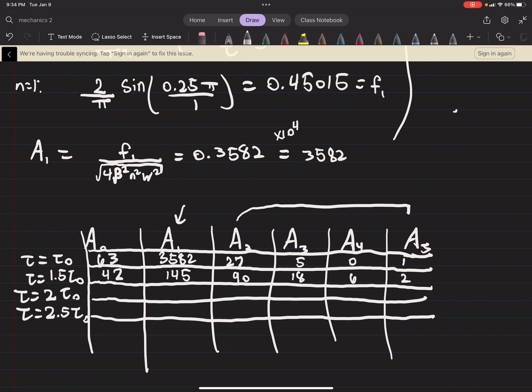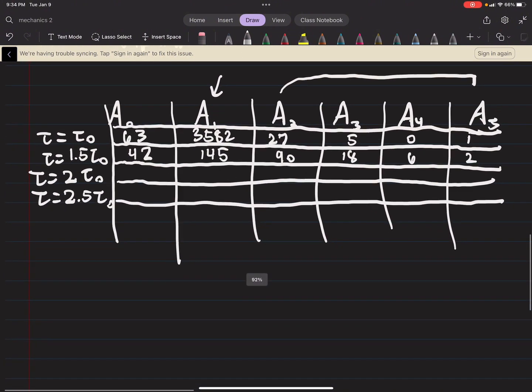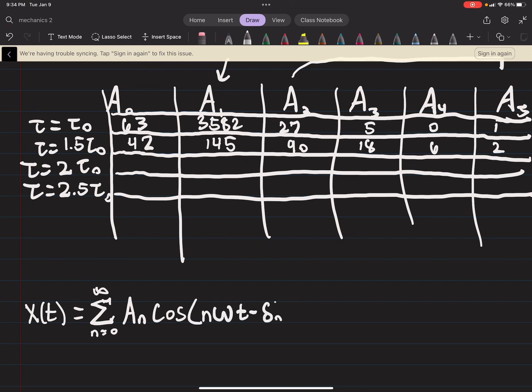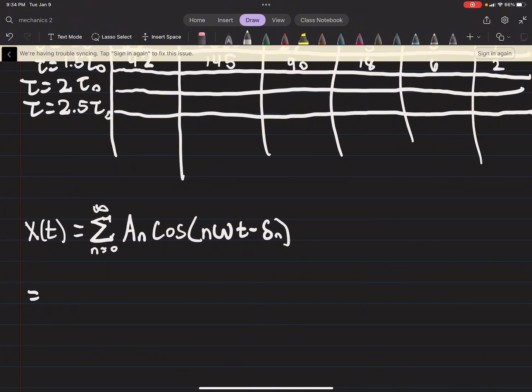So that's good, but now we have to find our delta values. So the way that the book did it is, once they actually graphed x of t, if you remember, x of t is this infinite series, and the book seemed pretty content with just taking the first 3 terms. So I'm going to expand this.